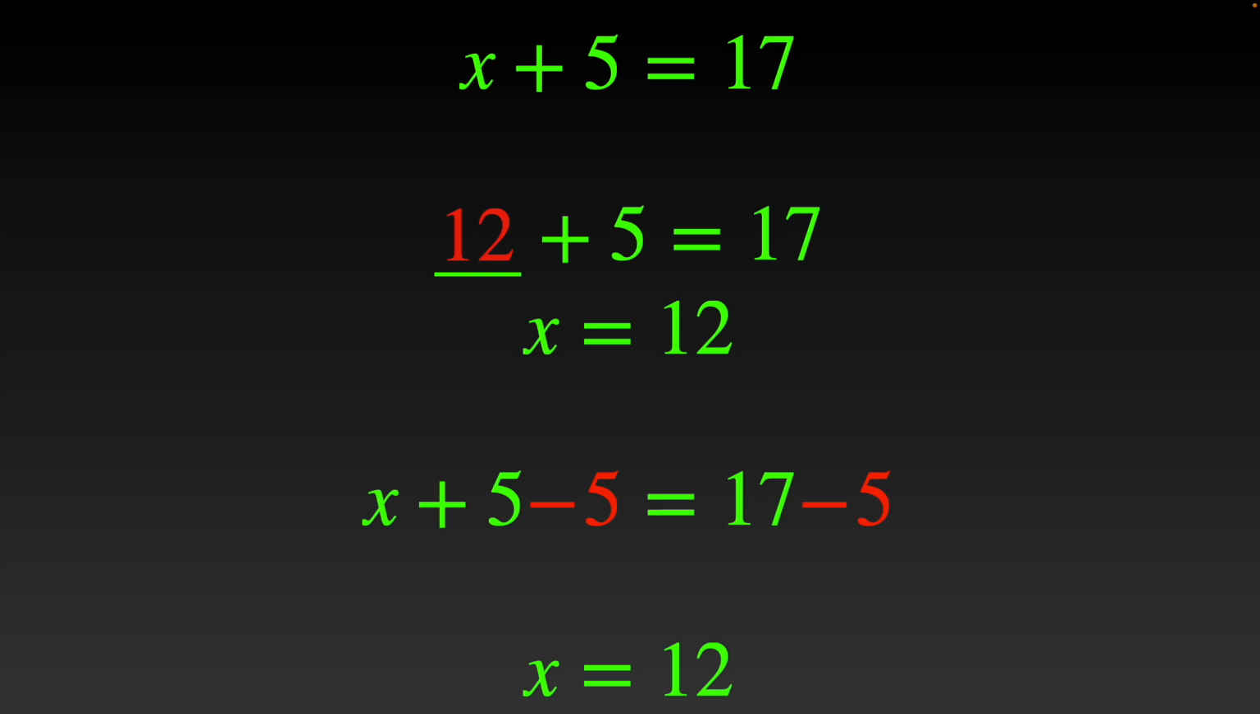Now let's take a look at our second example. X minus 21 is equal to negative 56. First step is to add 21 to left-hand side and the right-hand side. We are adding 21 because here we have minus 21.